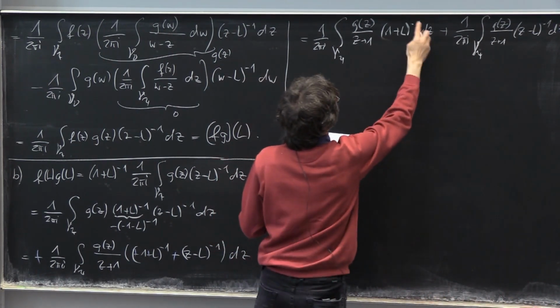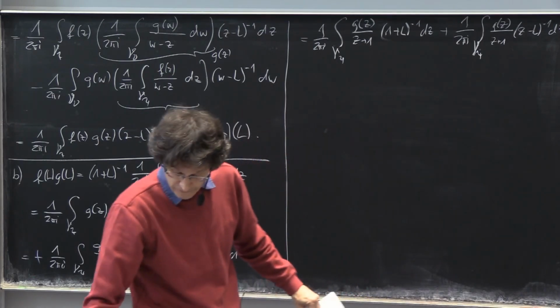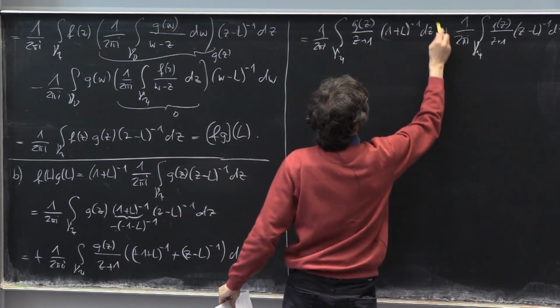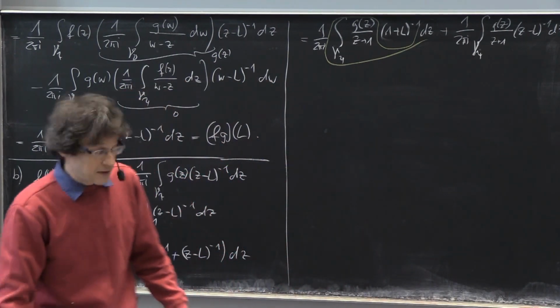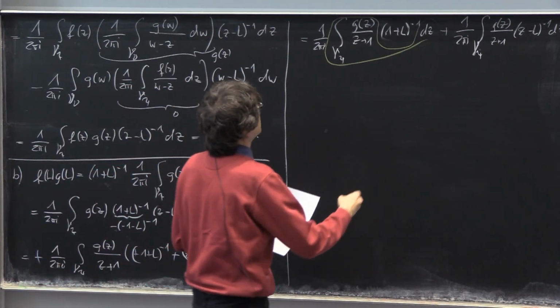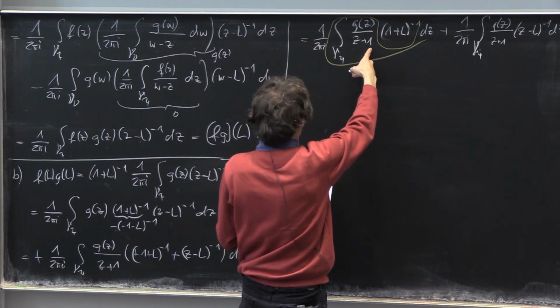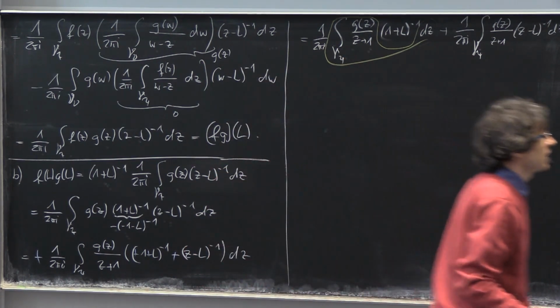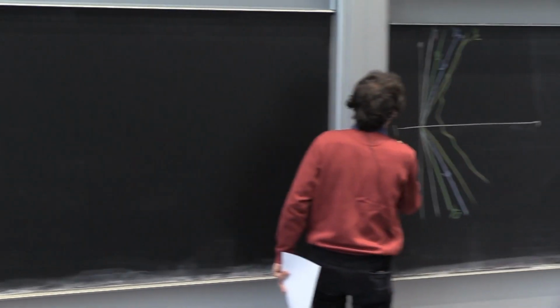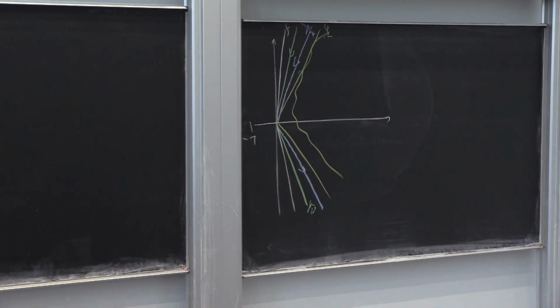And now this can be taken out of the integral. This does not depend on z. So what is this? This is again a nice Cauchy formula integral. Our lemma: minus 1 is not in the sector. Minus 1 is clearly not in the sector, it is somewhere here. So this is 0.